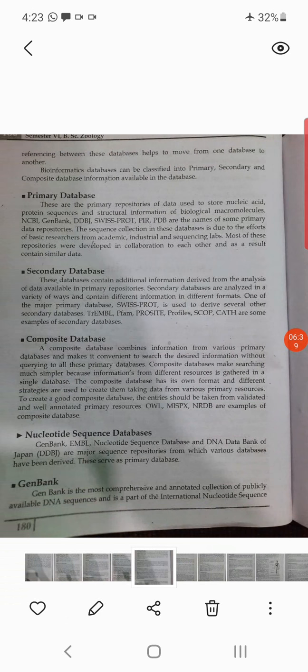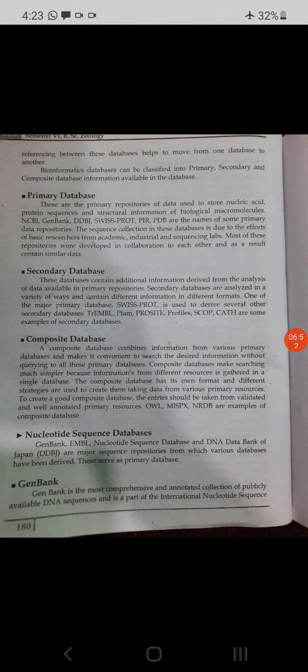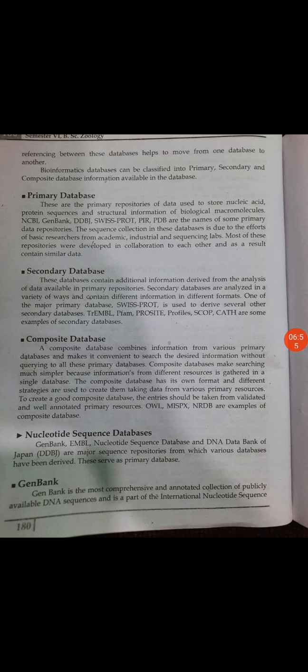Now, primary databases. These are the primary repositories of data used to store the nucleic acid, protein sequence, and structural information of biological macromolecules. NCBI, GenBank, DDBJ, Swiss-Prot, PIR, and PDB are the names of some primary data repositories. So, they hold the sequences of all these macromolecules and the genes.